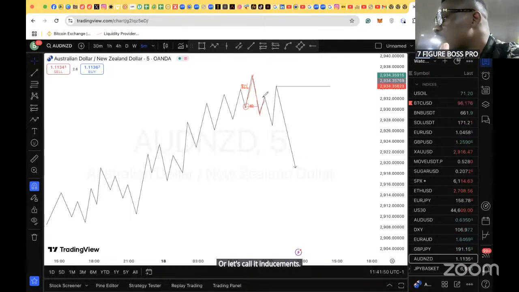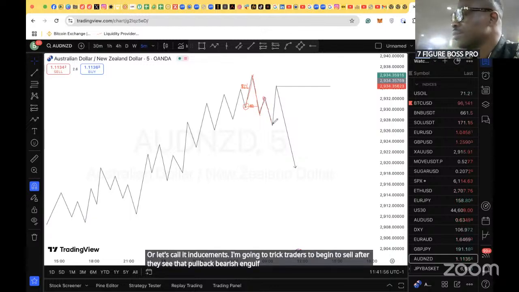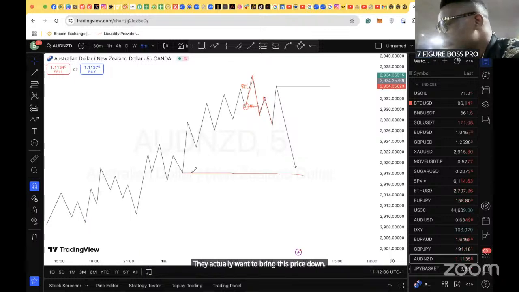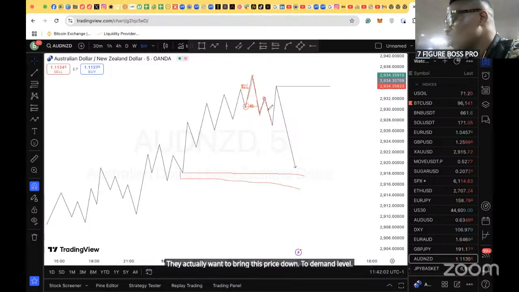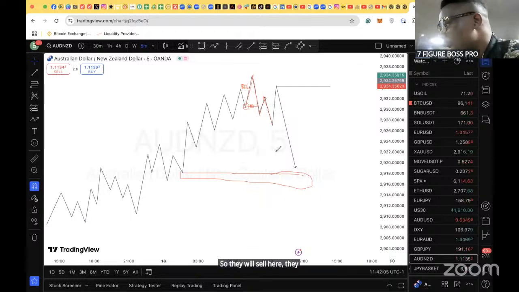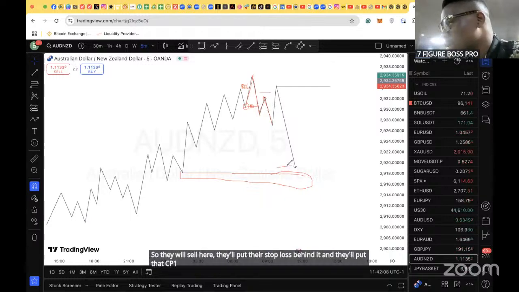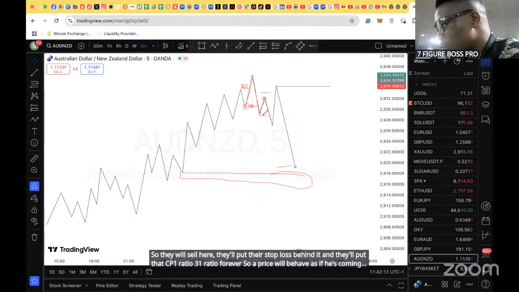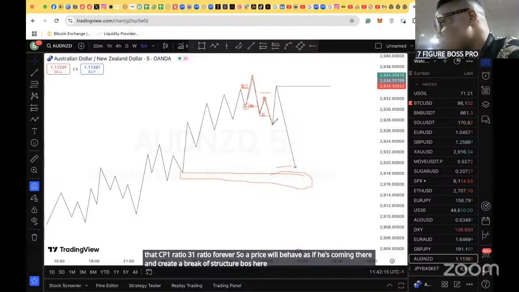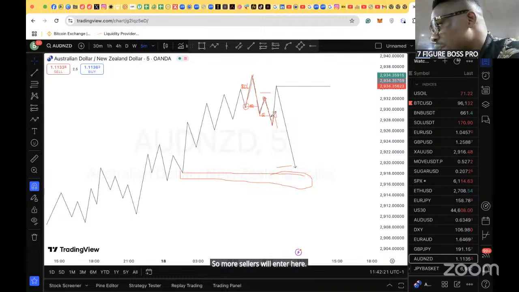We're going to trick traders to begin to sell after they see that pullback, bearish engulfing. They will sell to the downside. They actually want to bring this price down to demand level. So they will sell here, they will put their stop loss behind it, and they will put their TP1 ratio 3, 1 ratio 4, whatever. So price will behave as if it's coming down and create a break of structure, BOS here. And when price gets here, there will be a bearish engulfing, showing more people to enter and sell again. So more sellers enter breakout here, more sellers enter here.